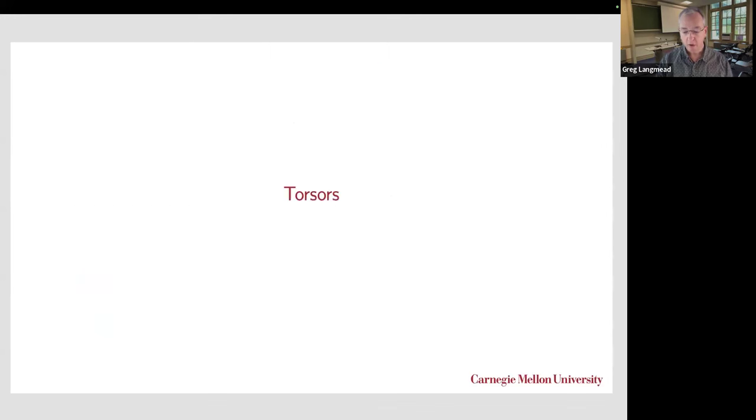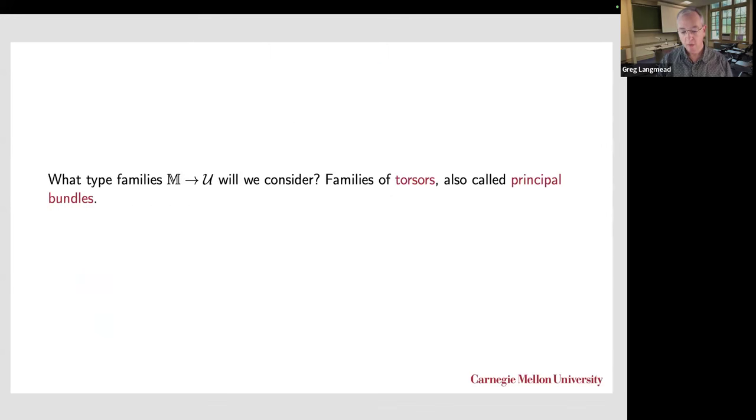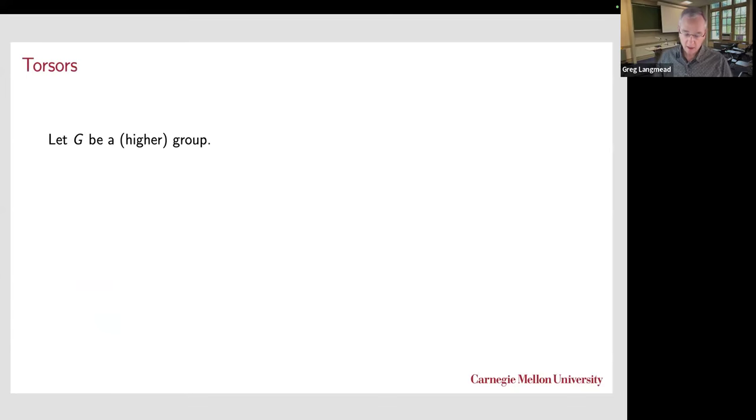Okay, so torsors. We want principal bundles over these things, these simplicial complexes. So we want families of torsors. That's what a principal bundle is. So let's do that. Let's remind ourselves, I'll sort of read into the record here some of the commonly known facts in homotopy type theory about torsors.